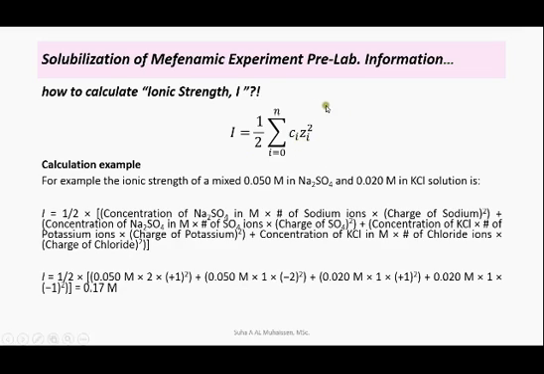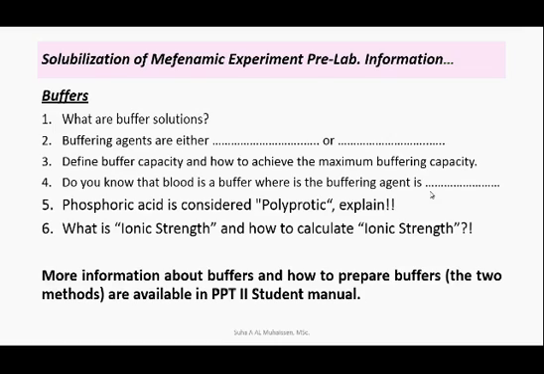Here is an example of how to calculate the ionic strength of a mixture containing 0.05 molar Na2SO4 and 0.02 molar KCl. Remember that ionic strength is one of the factors that affect the buffering capacity. More information about buffers and how to prepare buffers, the two methods, is available in your student manual.